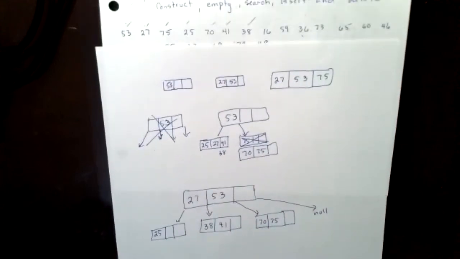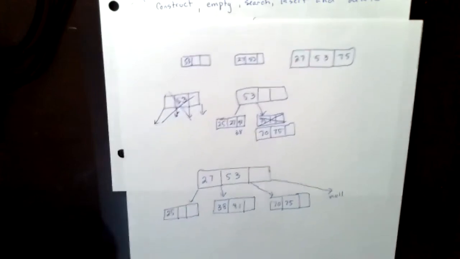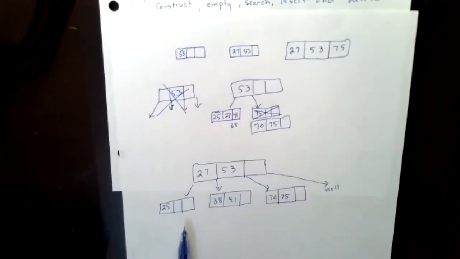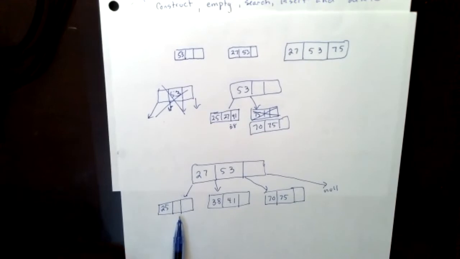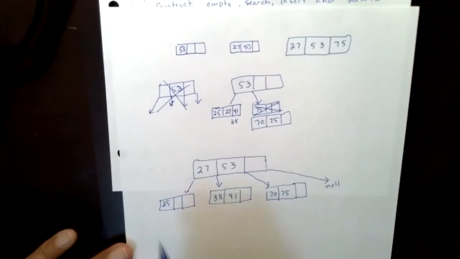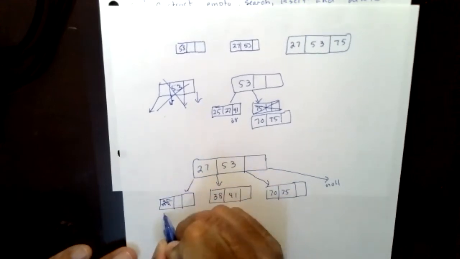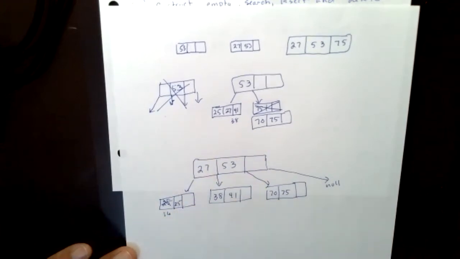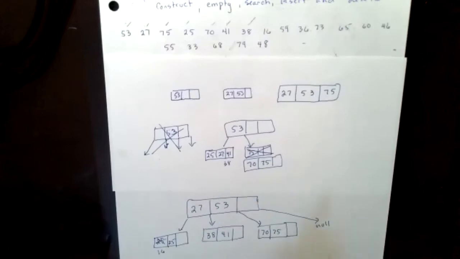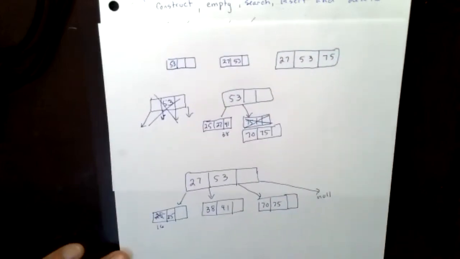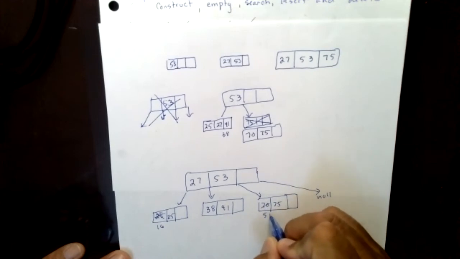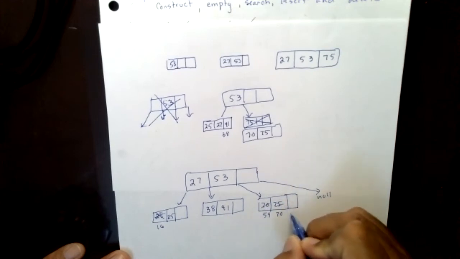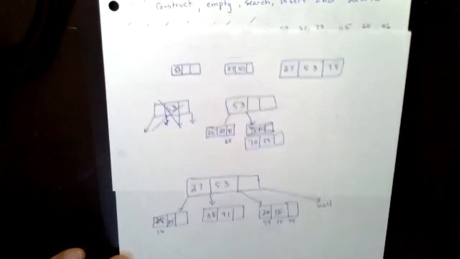All right, we just put in 38. Where will 16 go? Down here at 25? But I'm going to have to put it in order. Where will 59 go? Well, it's greater than 53, so it's going to go in this node. So 59, 70 gets moved over, 75 gets moved over.